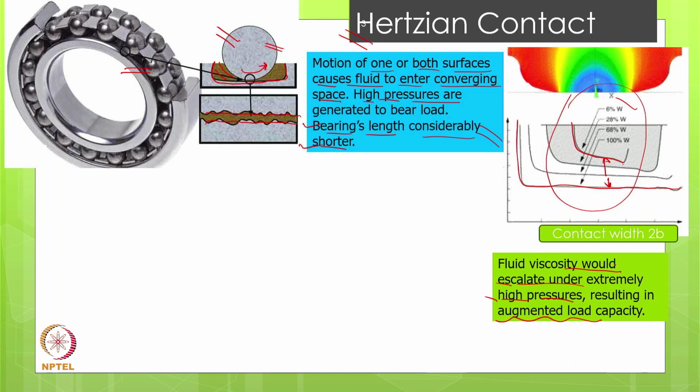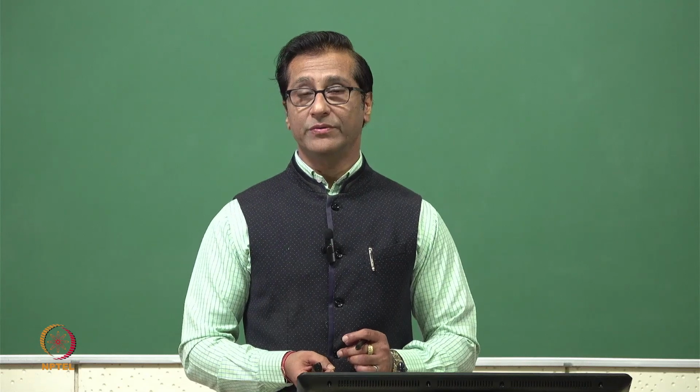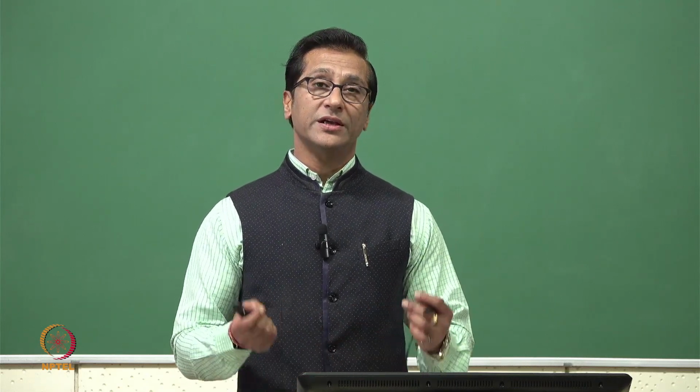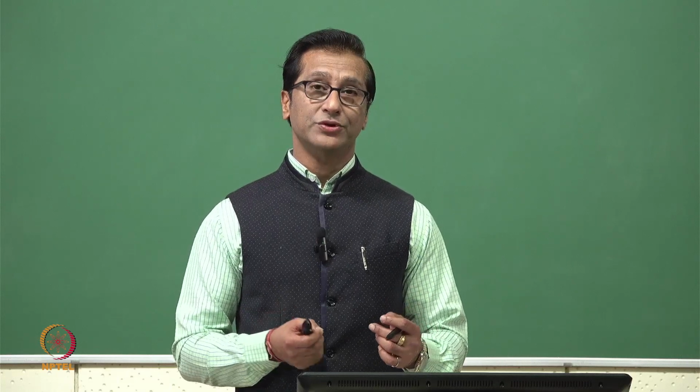But what is happening? The contact width is continuously increasing. Maybe initially the contact width is 2b bar, something like that, which is smaller than 2b. And when we are increasing the load from 6% to 100%, the contact width is 2b here, I am assuming. So this 2b is not that high compared to 2b bar, but load carrying capacity has increased 16 times. So that's the beauty of elastohydrodynamic lubrication.